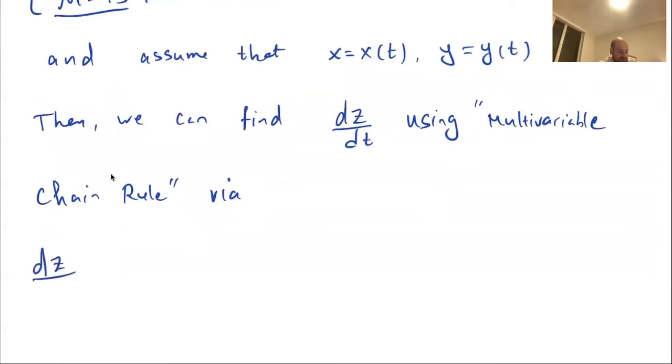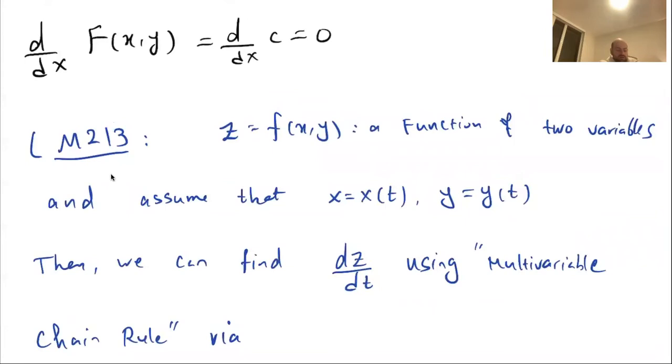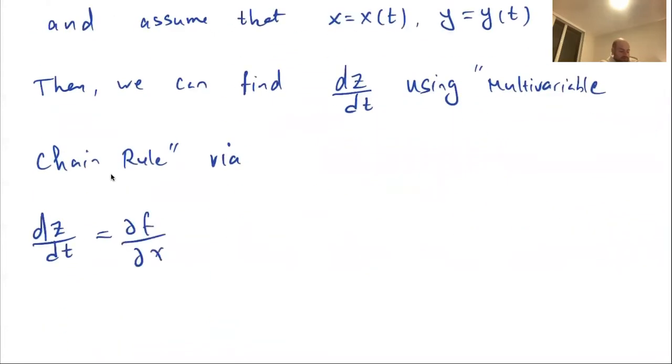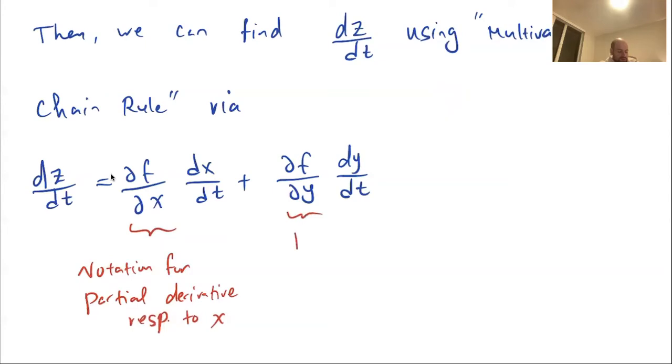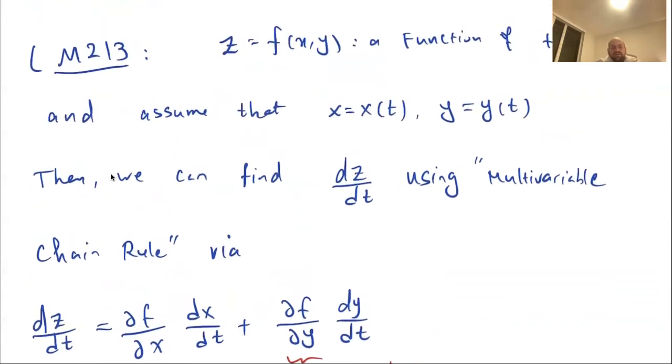dz/dt will be equal to ∂f/∂x times dx/dt, plus ∂f/∂y times dy/dt. So this is notation for partial derivative with respect to x, and this is notation for partial derivative with respect to y. Let me explain this.